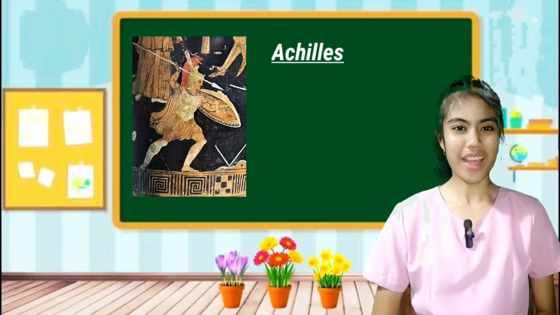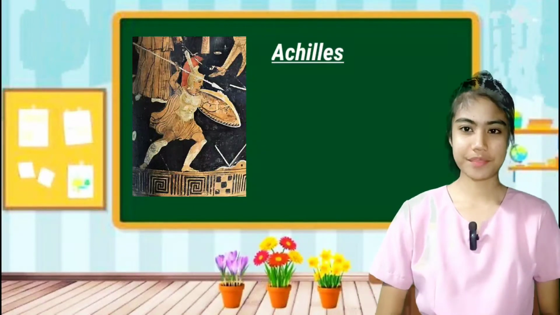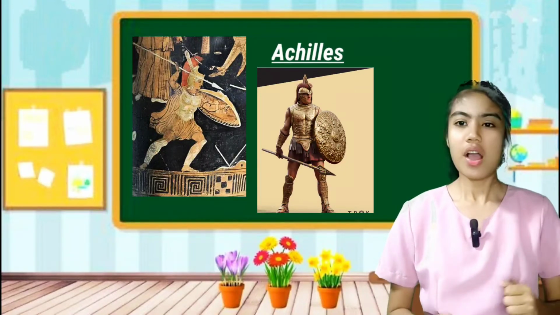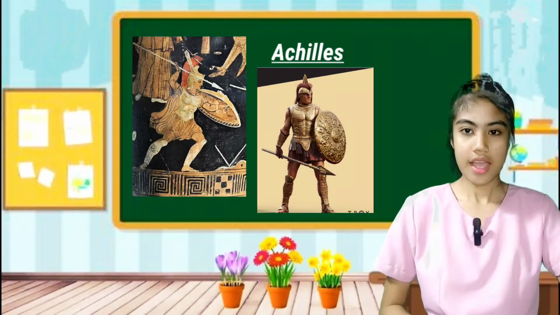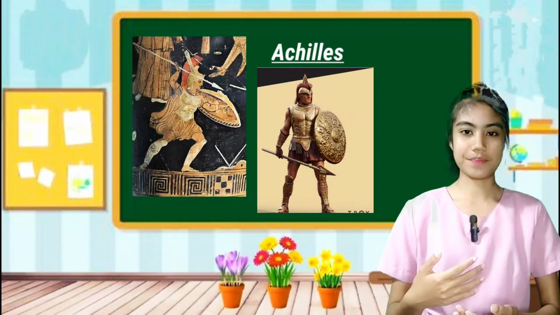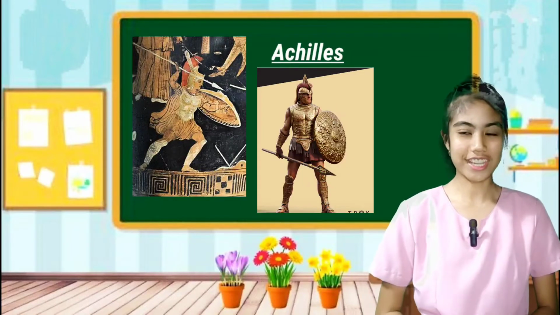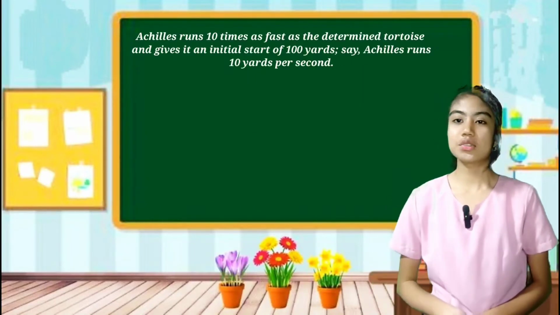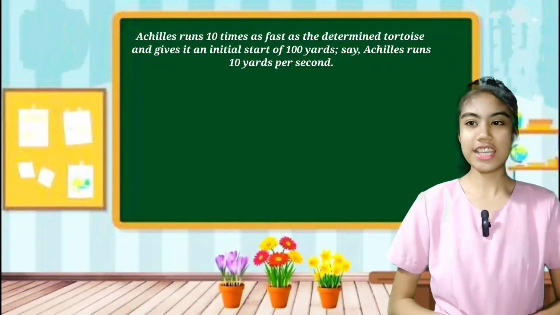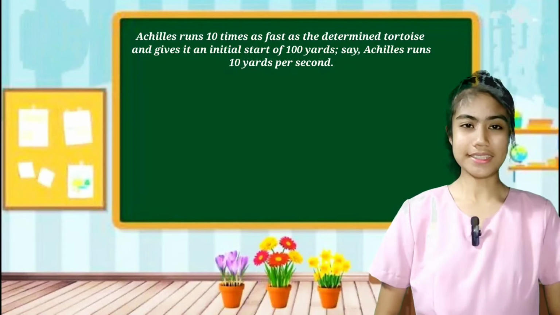Achilles, the swiftest runner in Greece, can never catch a tortoise that has been given a head start. For by the time Achilles reaches the tortoise's starting point, the animal will have moved to another point. By the time Achilles reaches that point, the tortoise will have advanced somewhat further. As true, the faster runner always advances on the slower tortoise, yet cannot overtake it. Suppose that Achilles runs 10 times as fast as the determined tortoise and gives it an initial start of 100 yards. Say Achilles runs 10 yards per second.